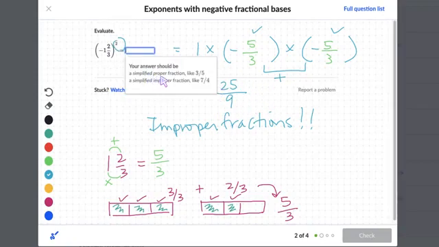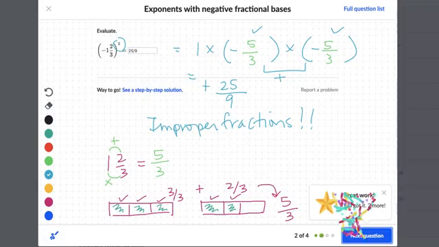If I were to put it into Khan Academy, I want to make sure that they can handle improper fractions. It says your answer should be a simplified proper fraction, like 3/5, or a simplified improper fraction, like 7/4. So they said that they will take improper fractions. So I can put that in as my answer and they will accept it. Okay, so you want to make sure that you read that. If you want to change it into a mixed number, you can totally do that.